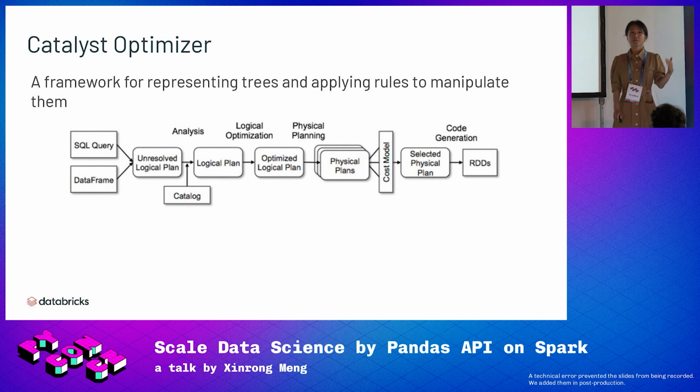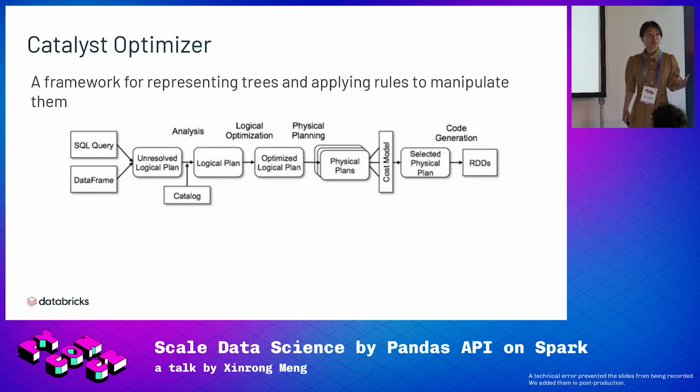So we've seen the frame side. Now we shift our focus to the Catalyst Optimizer. This is a pivotal element in Spark SQL, which helps optimize the query plans, and Pandas on Spark heavily relies on that. The key technique used in Catalyst Optimizer is to represent queries as trees and then apply optimization rules for better performance. We will dive into several optimization rules later.